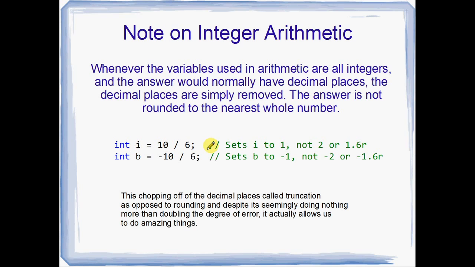Int i equals 10 divided by 6 is going to set i to 1. Not 2 or 1.6 recurring, it's going to set it to 1. So the 0.666666666 recurring is just going to be chopped off.